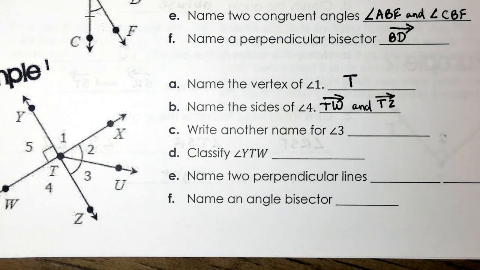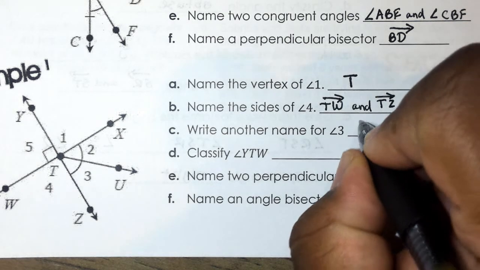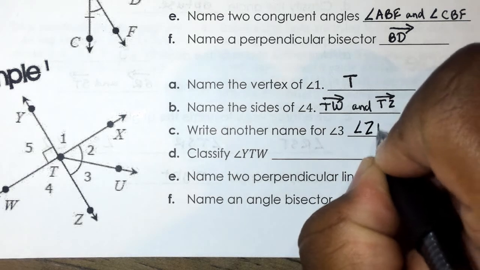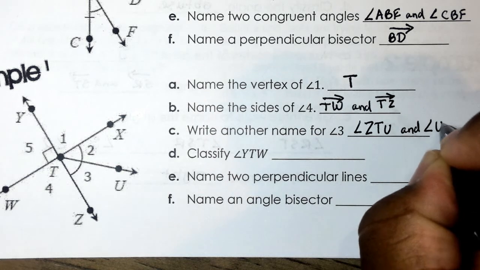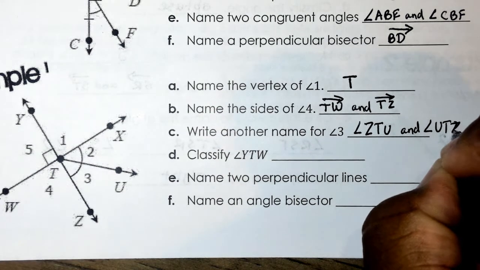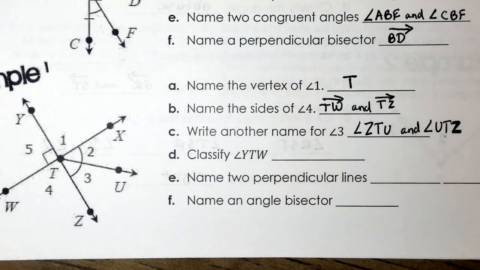Write another name for angle 3. So you're going to have options on this. For angle 3, write another name. And whoever answers it, I want you to name the 2 ways. There's only 2 other names you can make this angle. Name both of them. Alright, so we should have come up with angle ZTU and angle UTZ. You can't use a single letter once again because T goes for every angle in here, so you can't use the single letter on this.